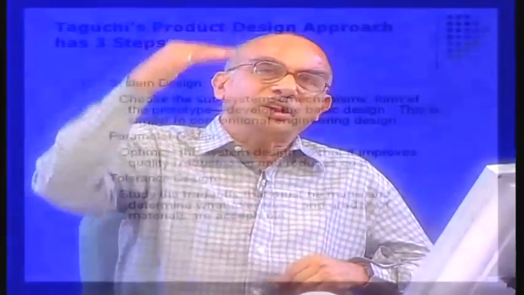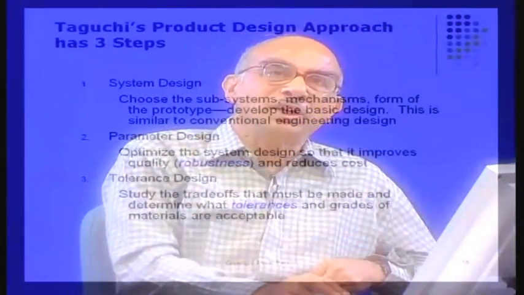So quality engineering or robust design really proceeds in these 3 steps. First, you've got system design. Then you've got parameter design, or the quality engineering or the robust design phase. And the third step is tolerance design. These are the 3 steps, and you must move systematically between these.